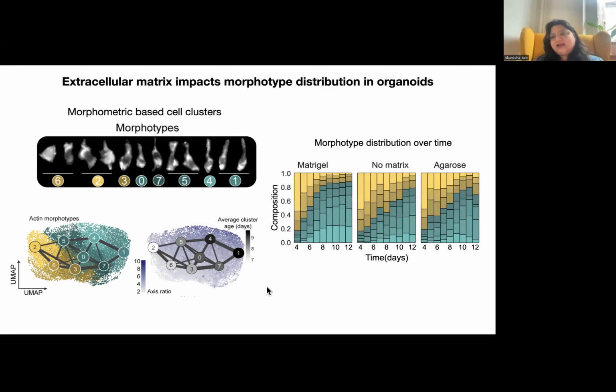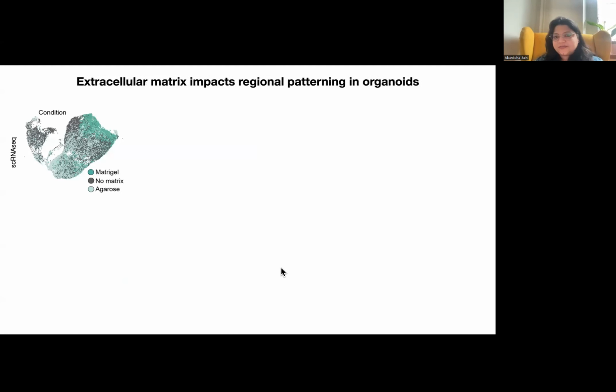Very interestingly, when we now look at this morphotype distribution between our different ECM conditions, we find that in presence of an external Matrigel, the morphotypes very gradually shift and you lose all the earlier rounded clusters to make all the cells more elongated and radial glia-like. But in the absence, a lot of mixed clusters exist and this gradual transition is not really happening. And agarose was again showing in-between behavior with a few more elongated clusters compared to the no matrix.